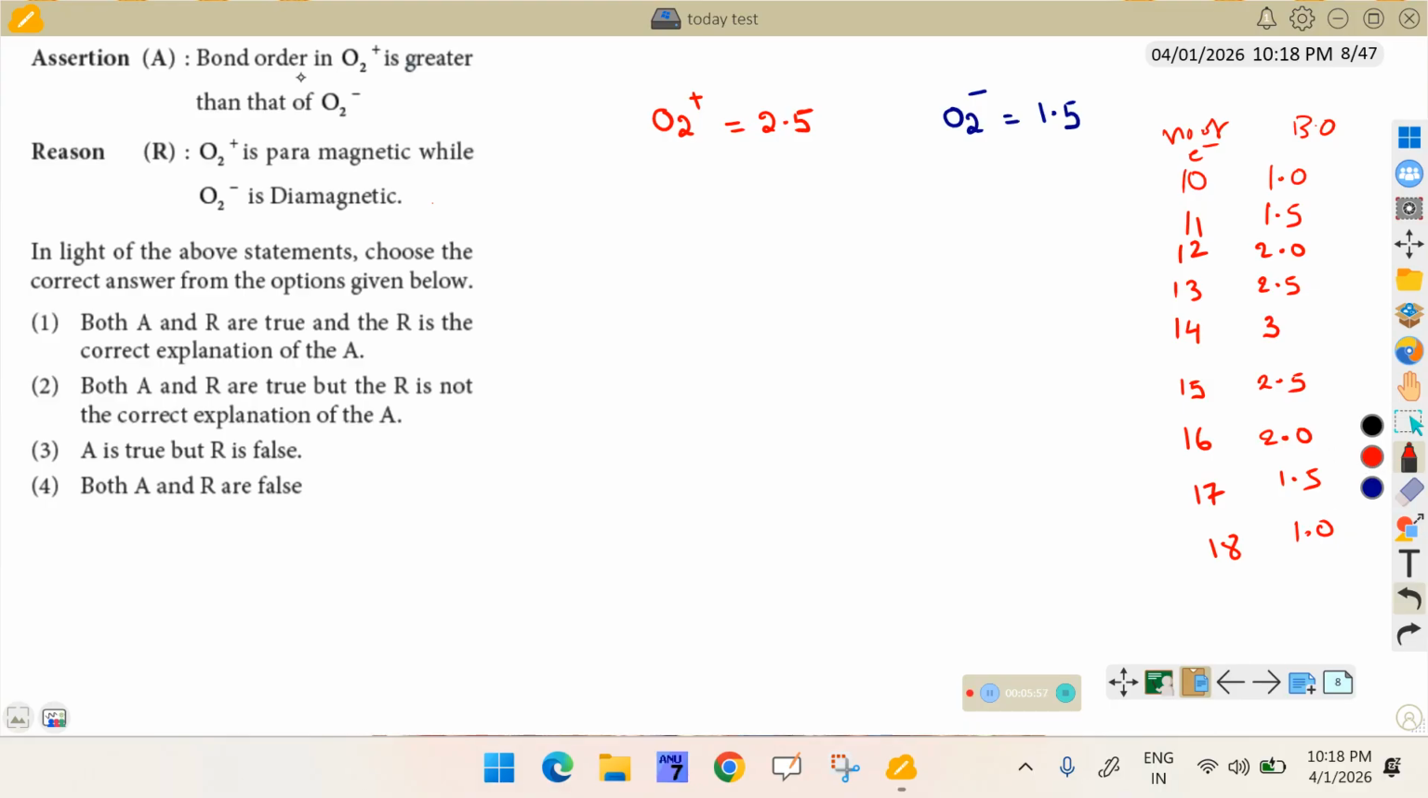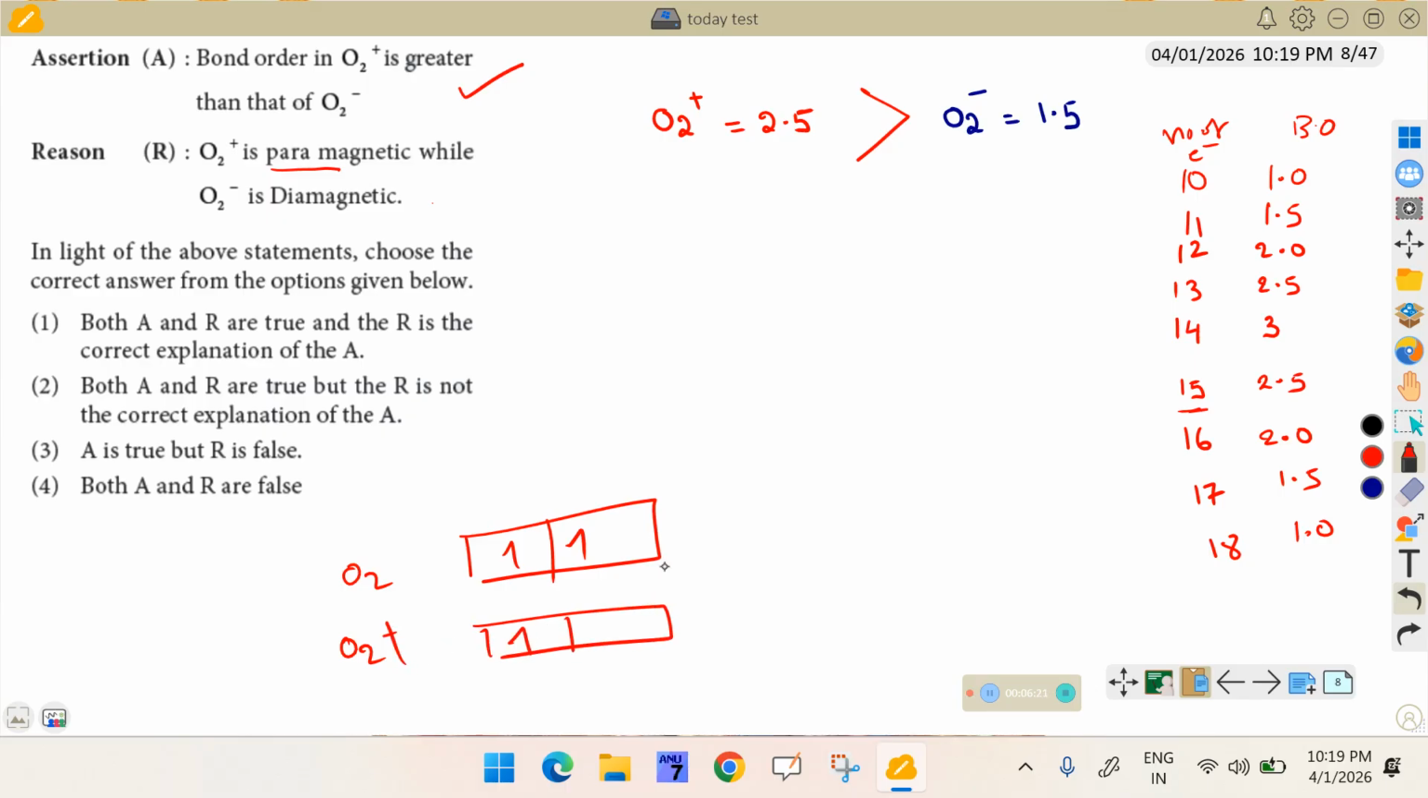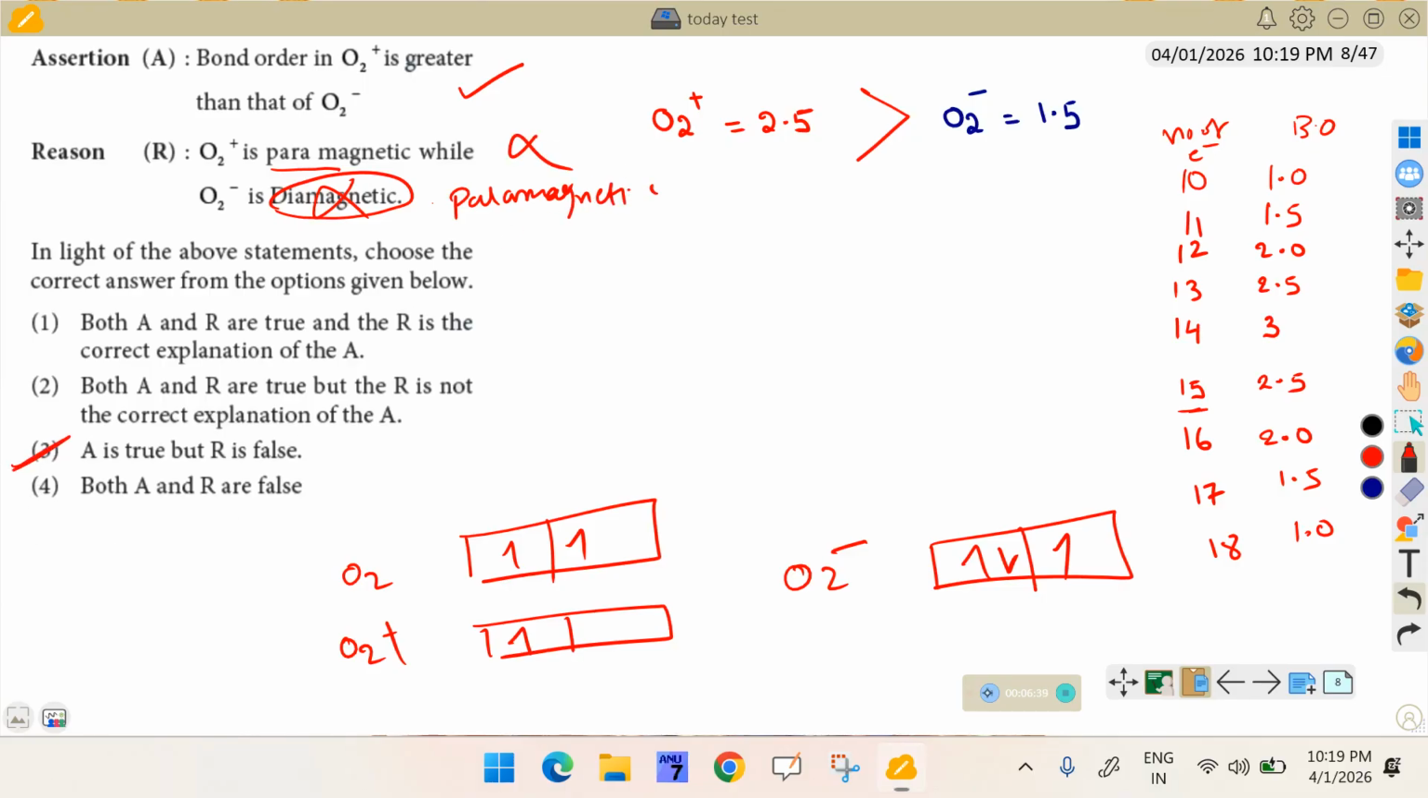Assertion: bond order in O2 plus is 2.5, because in O2 plus total number of electrons is 15, which is greater than O2 minus. Correct. O2 plus is paramagnetic. Yes, because O2 plus contains one unpaired electron. O2 minus contains one unpaired electron. O2 plus is paramagnetic. O2 minus diamagnetic, wrong. O2 minus is also paramagnetic. A is true, R is false.